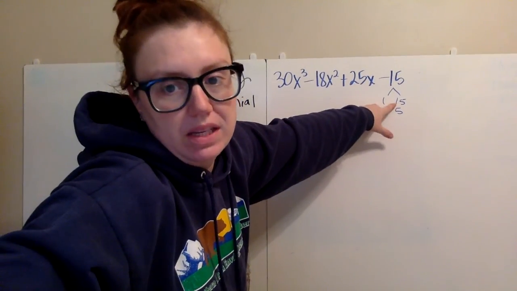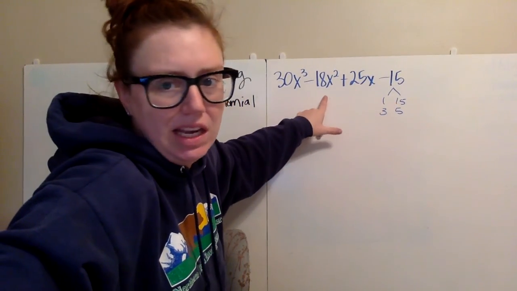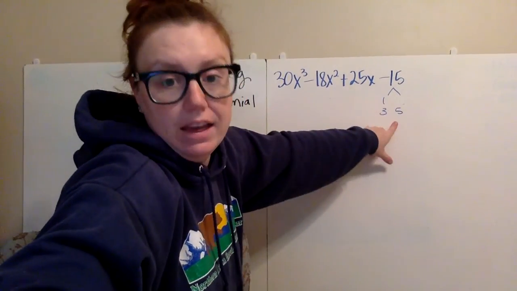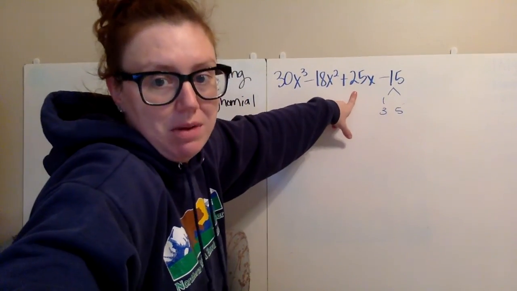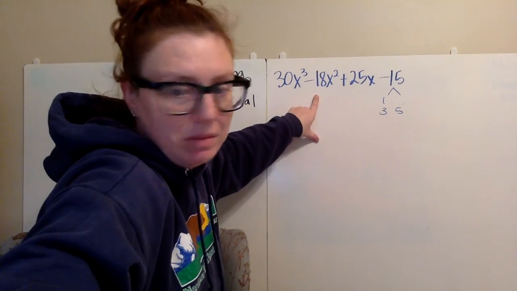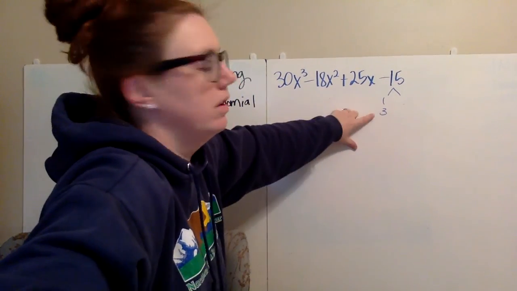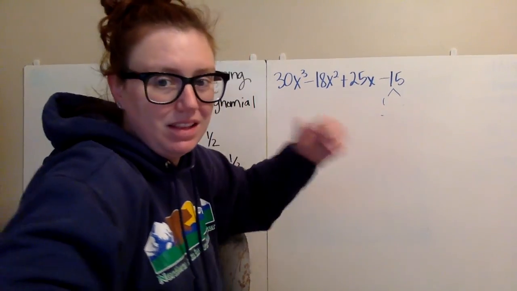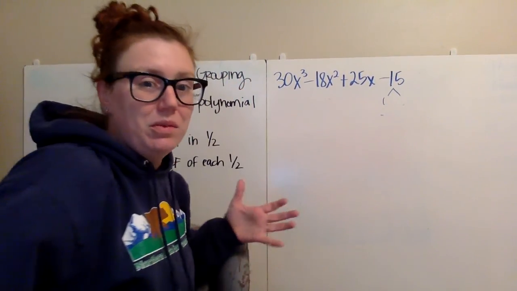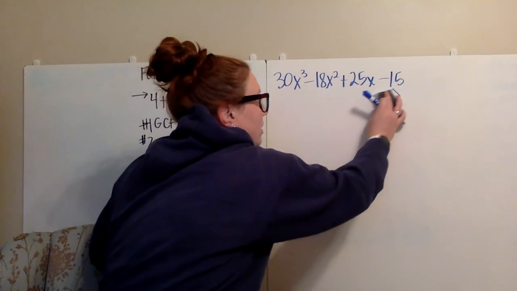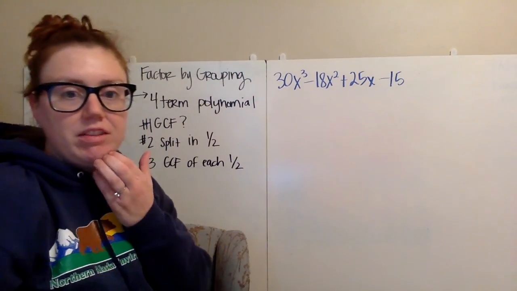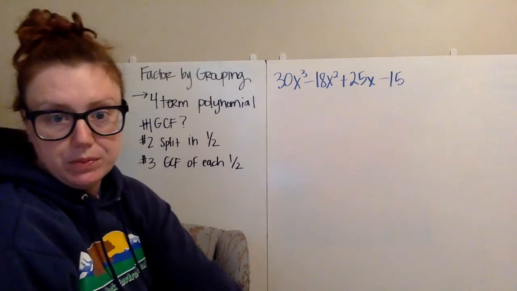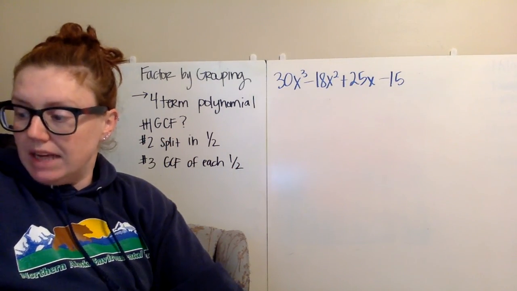So biggest number is 15. 25 and 18 can't be divided by 15, so I forget about it. 5: 25 can be divided by 5, 18 cannot be divided by 5. 3: 25 can't be divided by 3. So the greatest common factor that they all have in common is 1. So there is no overall greatest common factor. So step number 1, is there a big GCF in this problem? No. Step number 2 is split it in half.